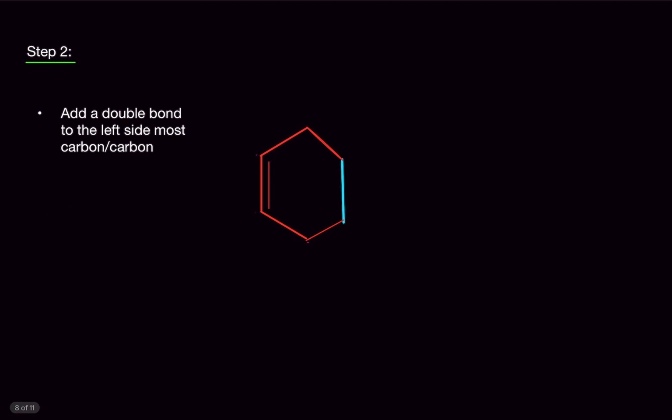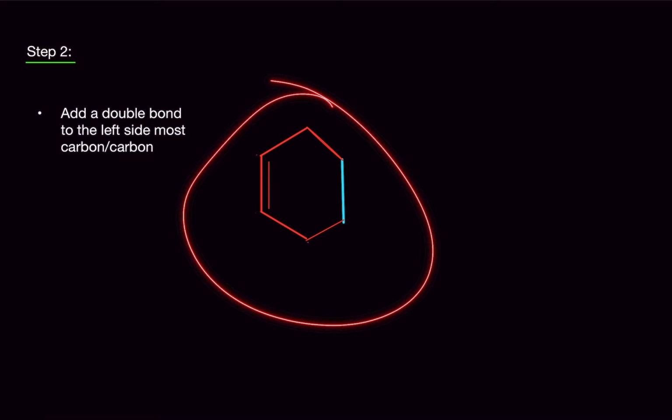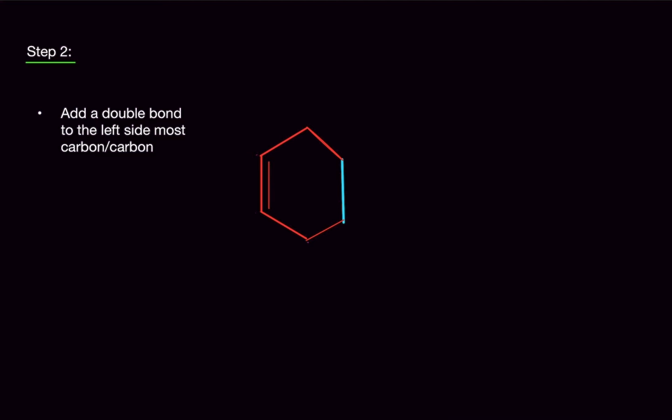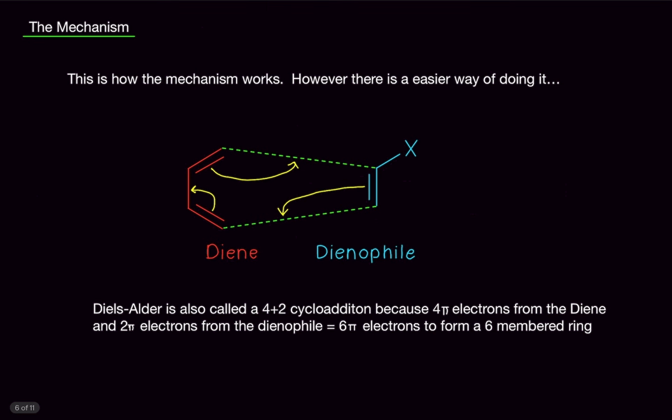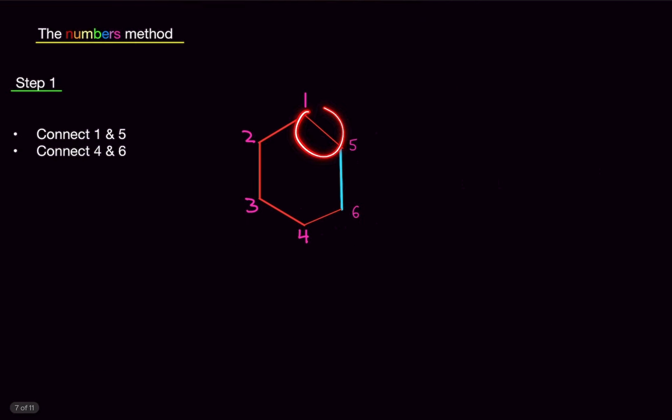The second step is add a double bond to the leftmost side, carbon-carbon. So here. So this is the most left side, right, of this entire hexagon. You put a double bond there. That's it. I literally did that, right? So look, this double bond moves to the most left side. That's exactly what we did. And we just made this bond here. That's what the line connection is here.